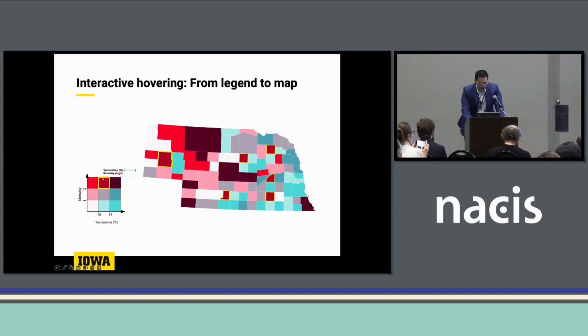So what about interactive hovering? All this was a bidirectional highlight between the legend and the map. I also added a tooltip with the color-coded descriptions of the variable groups. With this functionality, participants could also highlight a county on the map, and the corresponding color would be highlighted in the legend itself.